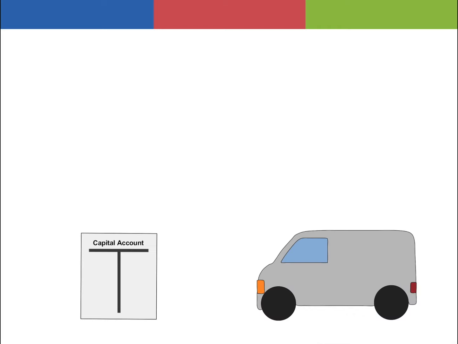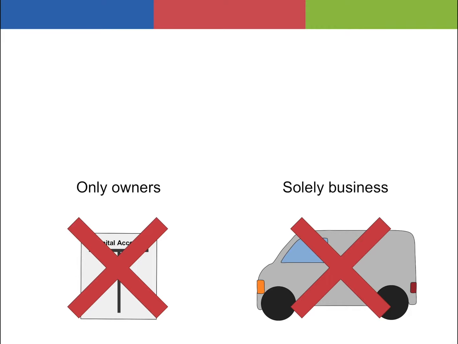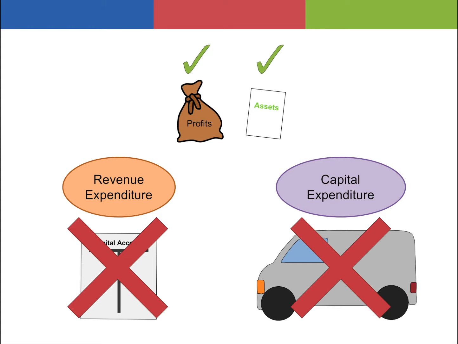It is very important to understand that capital expenditure has no relation with the owner's capital account. Capital relates to the owners and the owners only, and capital expenditure relates solely to the business. Also, it is vital that there is a correct distinction between capital and revenue expenditure, as this is essential to determine a correct value for the profit and assets of a business.